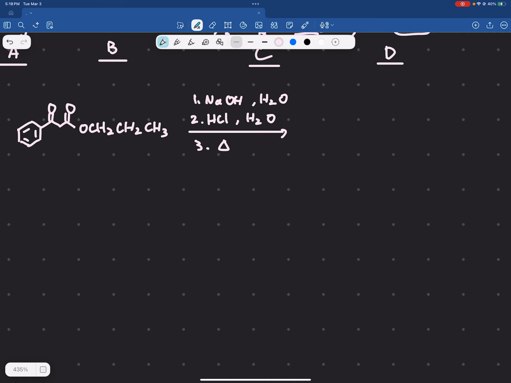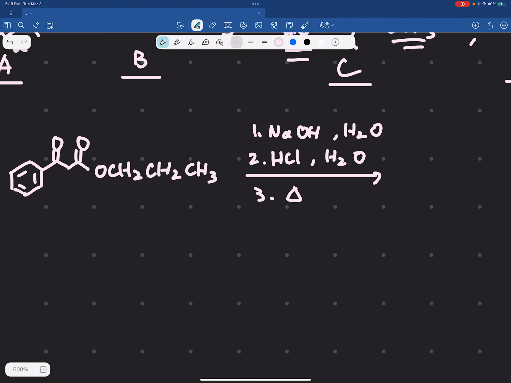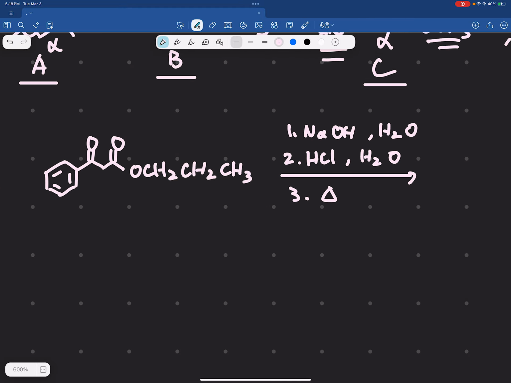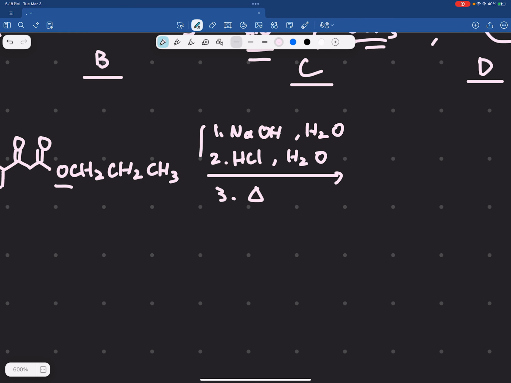Okay, so all of these reactions are reactions from previous videos. The first step is going to be hydrolysis. This hydrolysis is going to hydrolyze this ether here, and it's going to give us a carboxylic acid group. So steps 1 and 2 are each going to be hydrolysis.